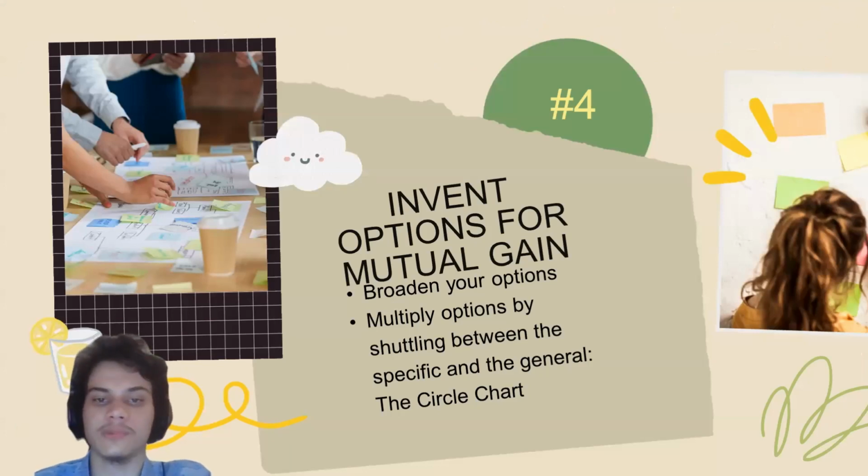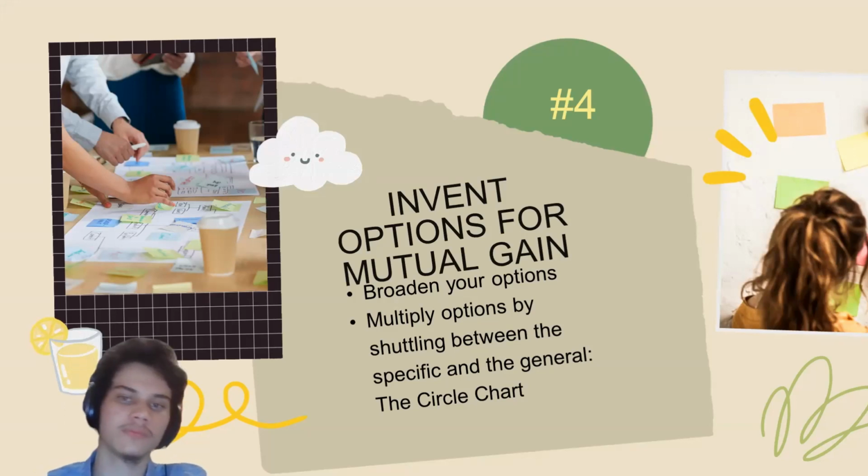Even after we separate inventing from deciding, the process of brainstorming operates on the assumption that we are looking for one best answer. At this stage of the negotiation, however, we may instead want to embrace many different ideas and choose among the most suitable of them. Lastly, we need to multiply options by shuttling between the specific and the general, which brings us to the next part, which will be explained by my colleague.